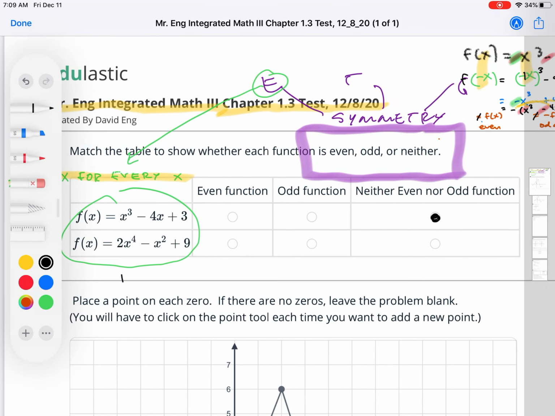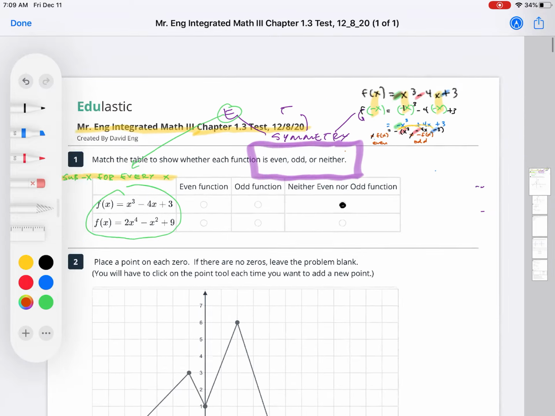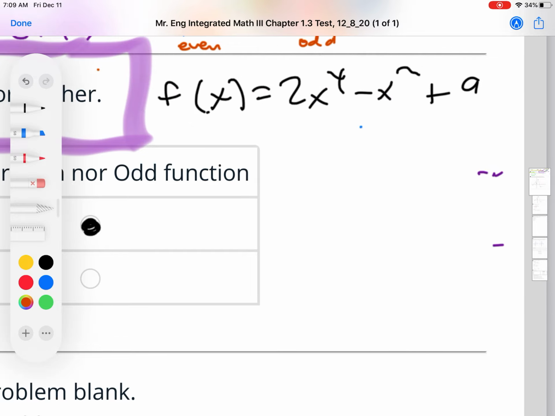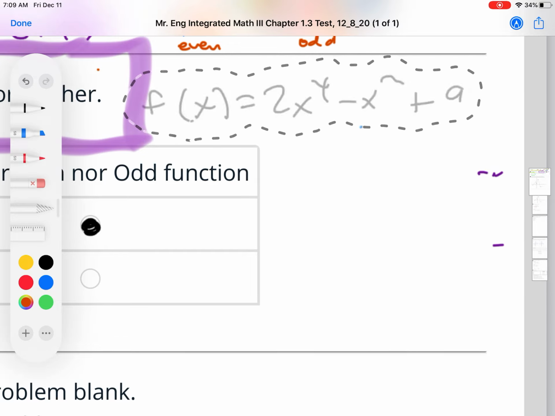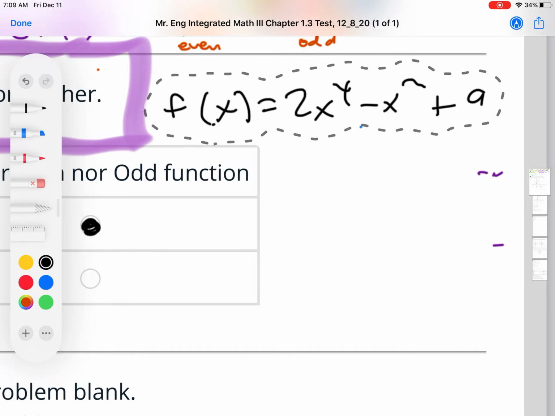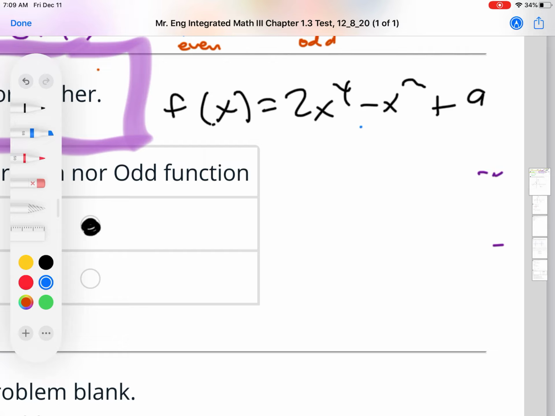Let's try the second one here. Magic. Cut. Put it over here. Paste. Can you make it smaller? No, can only move it. Made it too big. Okay. That's okay. Alright, let's go ahead and put in now negative x.